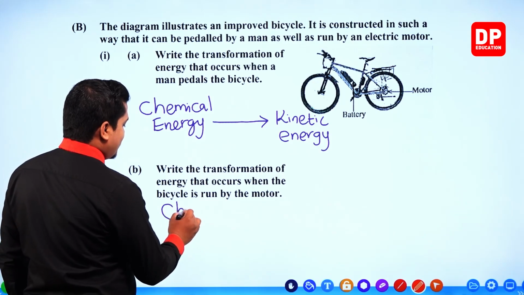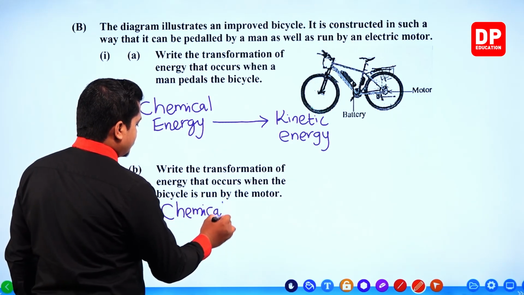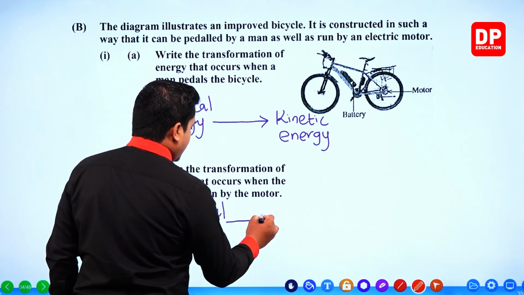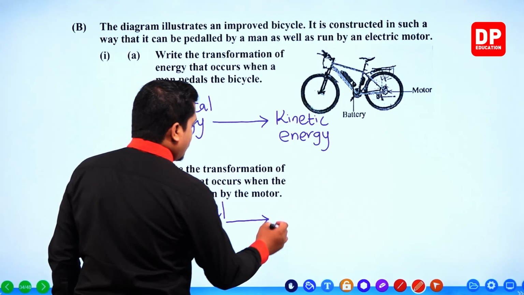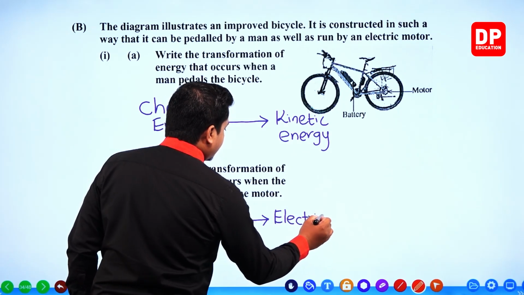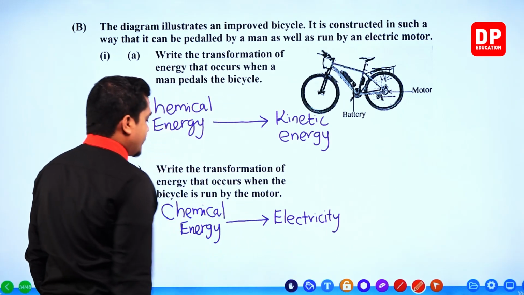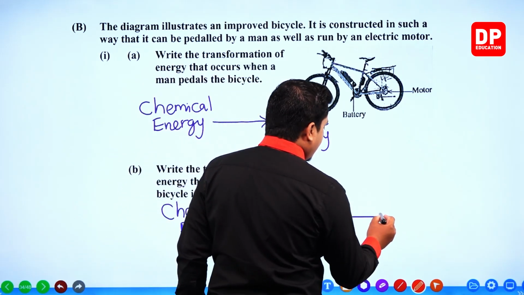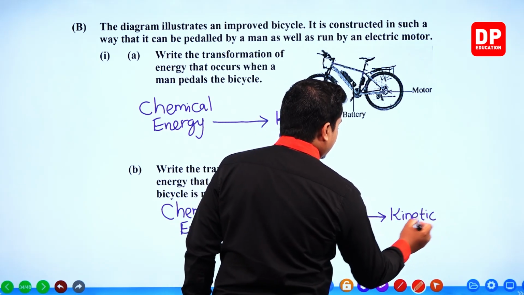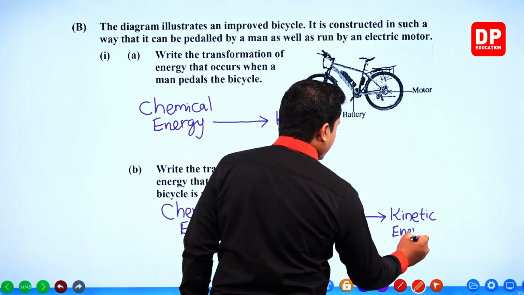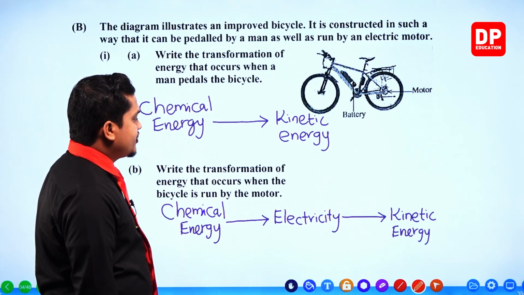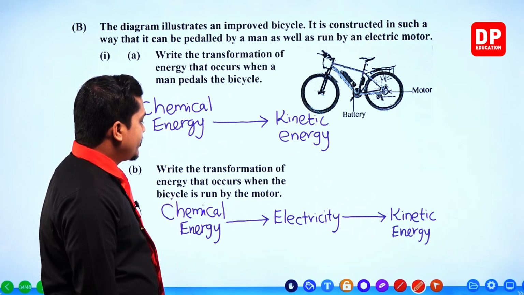First of all, chemical energy, right? Chemical energy is the energy stored in the battery. Chemical energy turning into electricity inside the battery, right? Electricity in the battery. Then it's getting converted into kinetic energy. This is how the energy transformation happens when the bicycle is going to run by the motor.